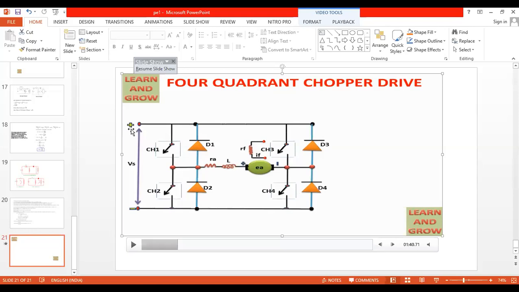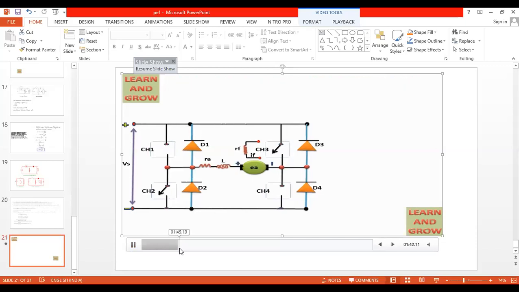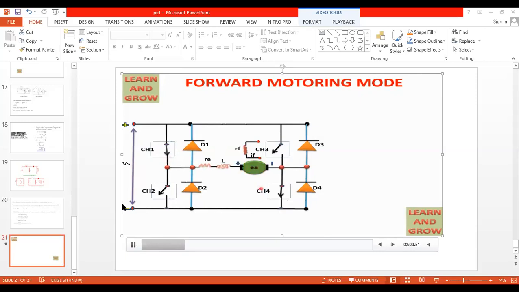When the supply is on, the direction of the current starts from Vs plus to chopper CH1, CH1 to load, and from load to CH4, CH4 to V minus. You can see the operation. So this is forward motoring, that means I want to rotate the motor, accelerate the motor, start the electric train. What we have to do? You can see current starts from Vs plus to CH1, CH1 to the load, and from load to CH4, CH4 to Vs minus. So what is the statement we have to write? Case 1, when CH1 and CH4 are on, the direction of the current starts from V plus to CH1, CH1 to the load, and from load to CH4, CH4 to V minus.